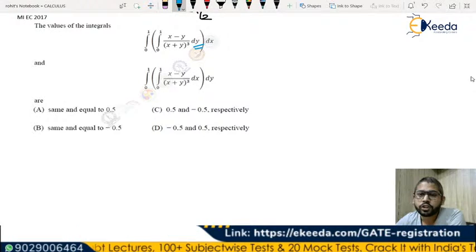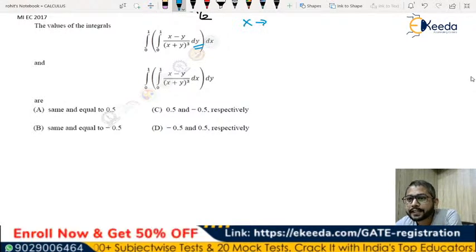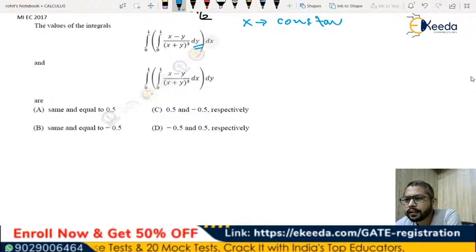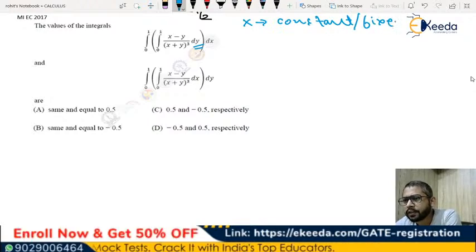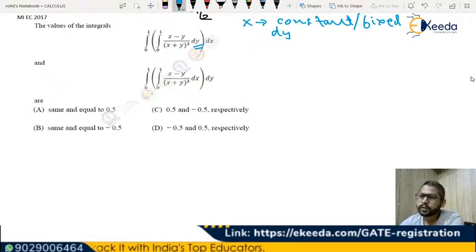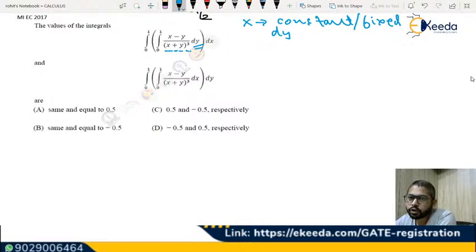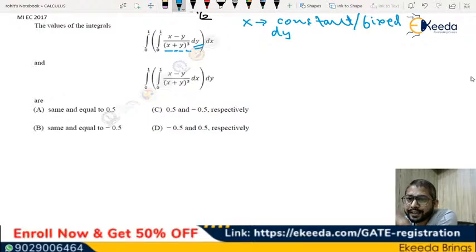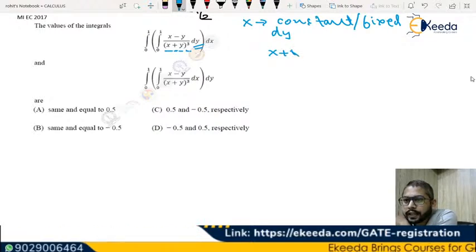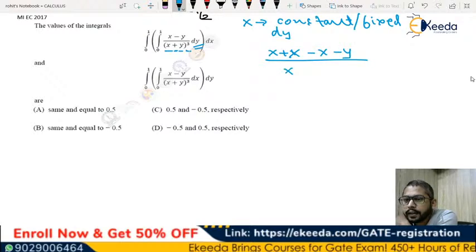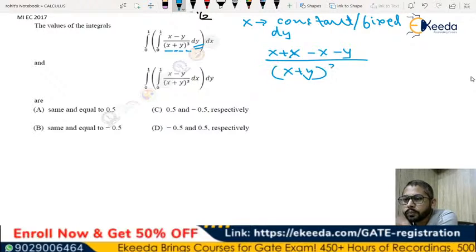So now what you are doing is you are treating x as a constant, or fixed, anything is fine, and you have to integrate in terms of y. When you are integrating in terms of y, this integrand can be integrated using the method of partial fractions. So what I'm doing is I'm writing the numerator as x plus x minus y, divided by x plus y whole cube.